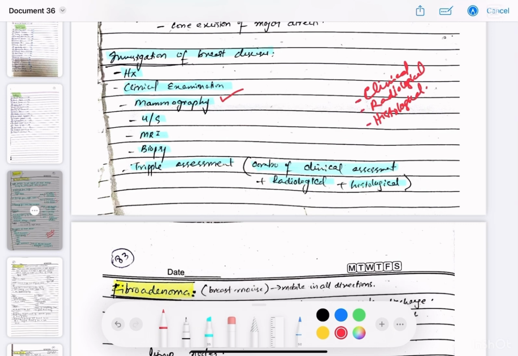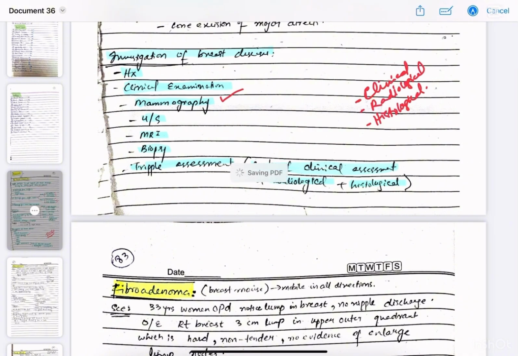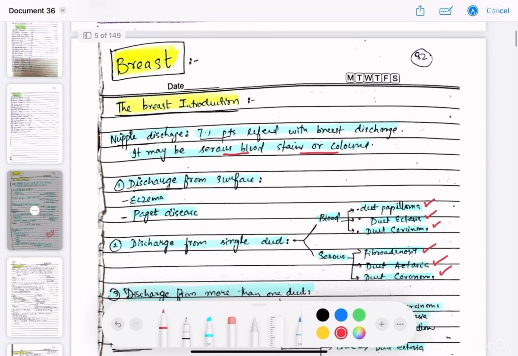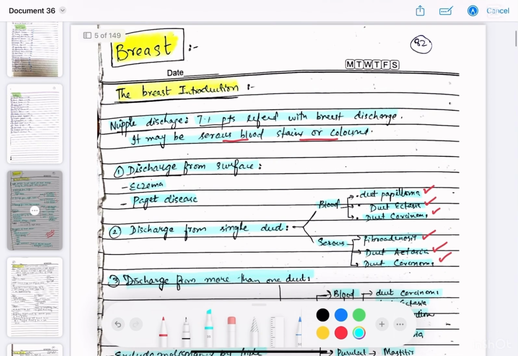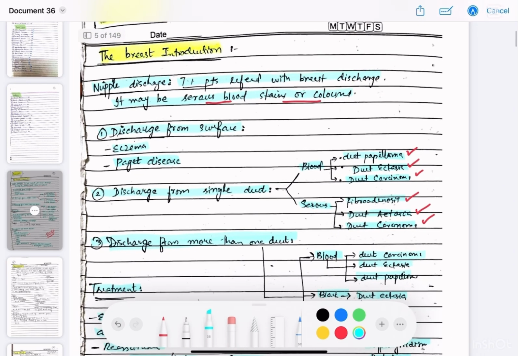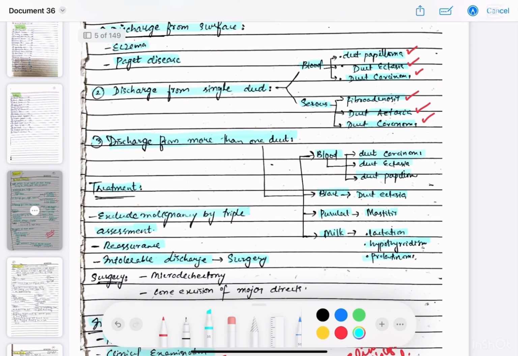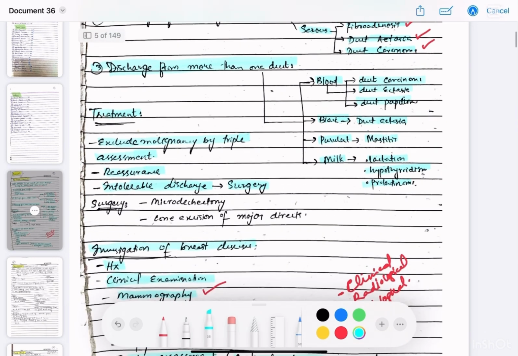Okay, now let's give a revision. We have the breast introduction: nipple discharge is present in 7% of patients referred with breast discharge, and it may be serous, blood, or stained. If it is discharge from the surface, then it is eczema or Paget's disease. If the discharge is from a single duct and it is blood, then it is duct papilloma, duct ectasia, and duct carcinoma, and if it is serous, then fibroadenosis, duct ectasia, and duct carcinoma. If the discharge is from more than one duct, and it is blood, then it is duct carcinoma, duct ectasia, duct papilloma. If it is black, then duct ectasia. If it is purulent, then mastitis, and if it is milk, then lactation, hypothyroidism, or prolactinemia.